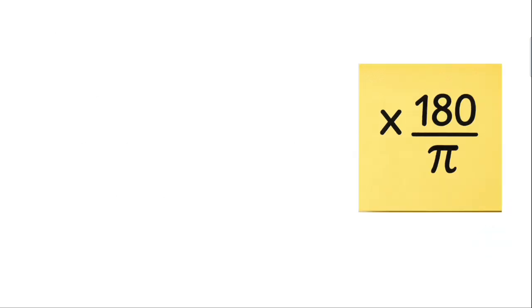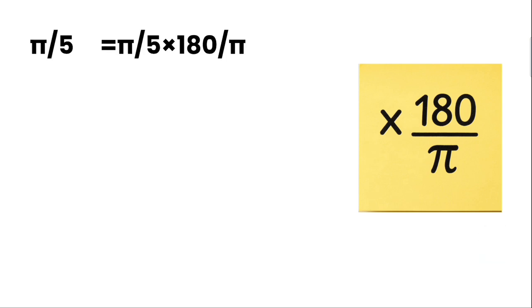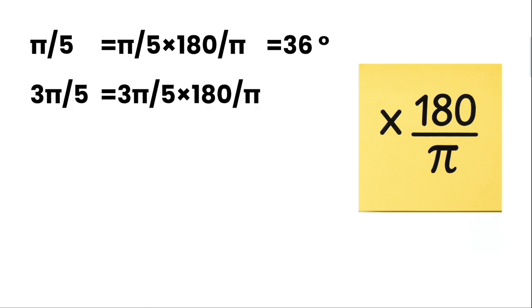When converting radians to degrees, we multiply by 180 and divide by pi. As you can see here, this is the process. We multiply 3 pi divided by 5 times 180 divided by pi equals this.